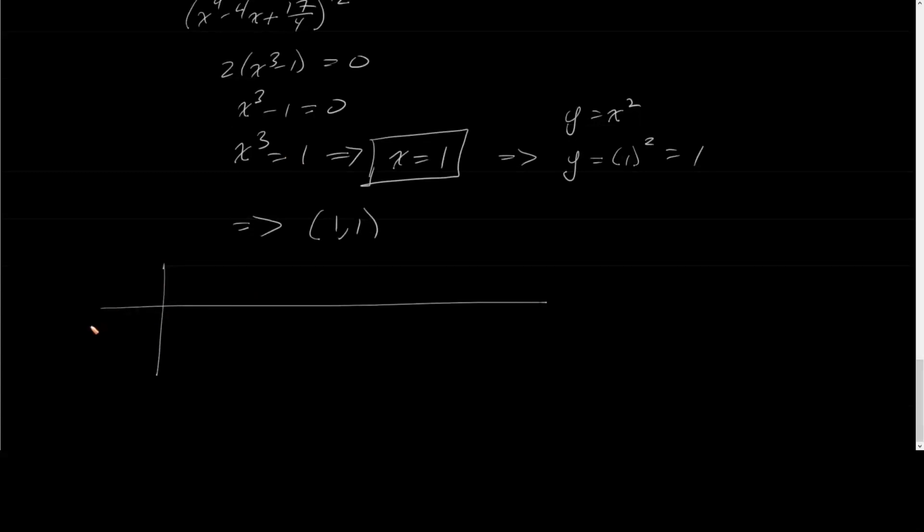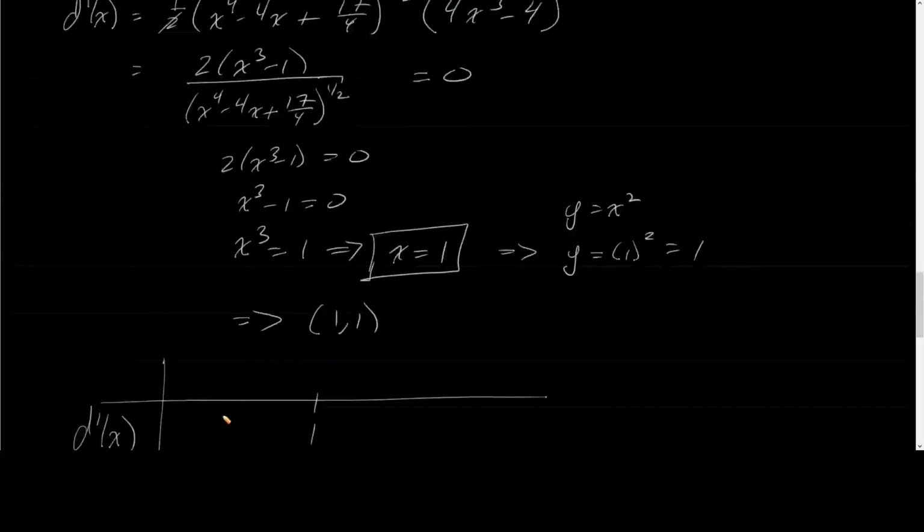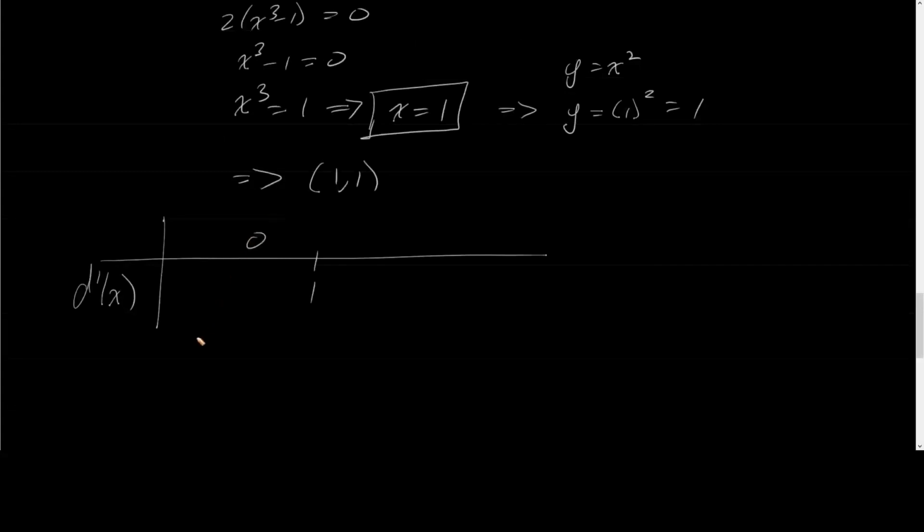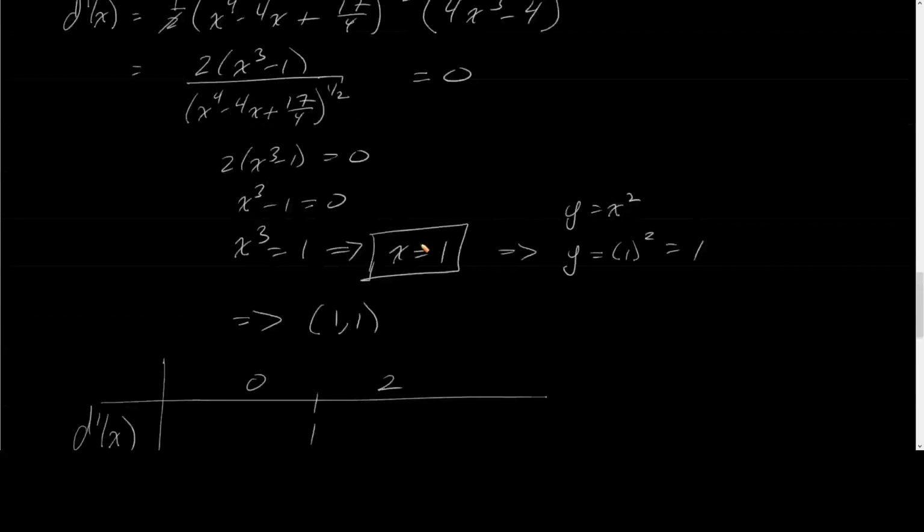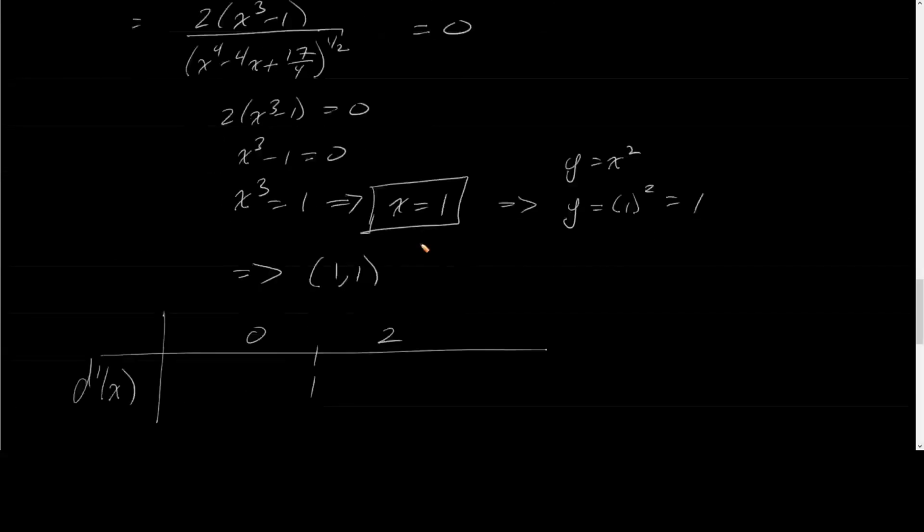So let's do the first derivative test for this one, and we're going to be plugging them into d prime of x, and we're testing around a critical value of 1. To the left of it, we can test something like 0. To the right of it, we could test something like 2. And we're plugging this into our first derivative. Now, let's see what happens here.